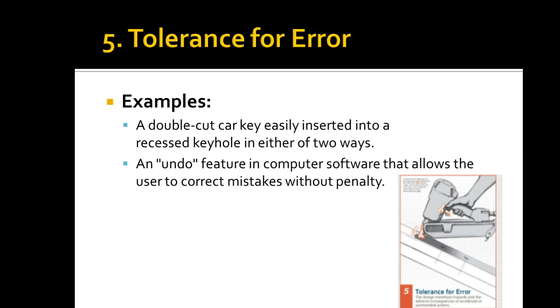Examples: a double cut car key easily inserted into a recessed keyhole in either of two ways. So we have a double cut car key. An undo feature in computer software that allows the user to correct mistakes without penalty. And here in this picture we can see that I think this is a drill machine, and we have this feature here, so that will make it maybe safer and less prone to error.